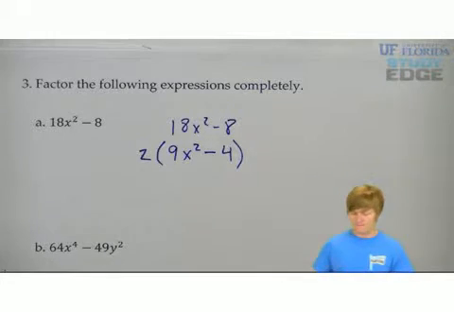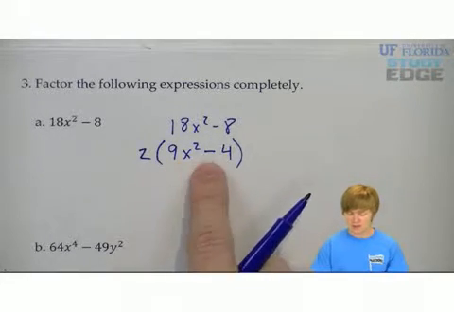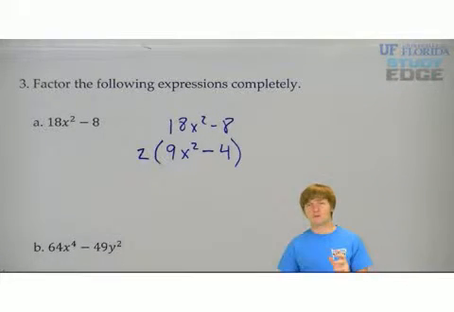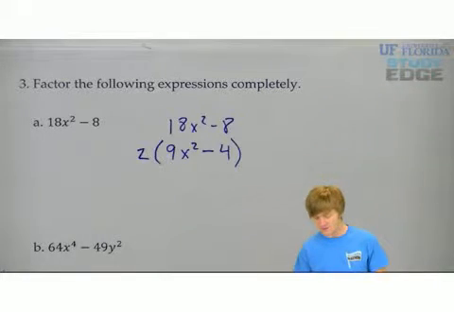But is there anything else that I can do now? Well, this might be a little tricky, and this is something that you're going to get the hang of eventually, but we have 9x squared minus 4. What we have to realize is that this is the difference of perfect squares. Okay, the difference of perfect squares.